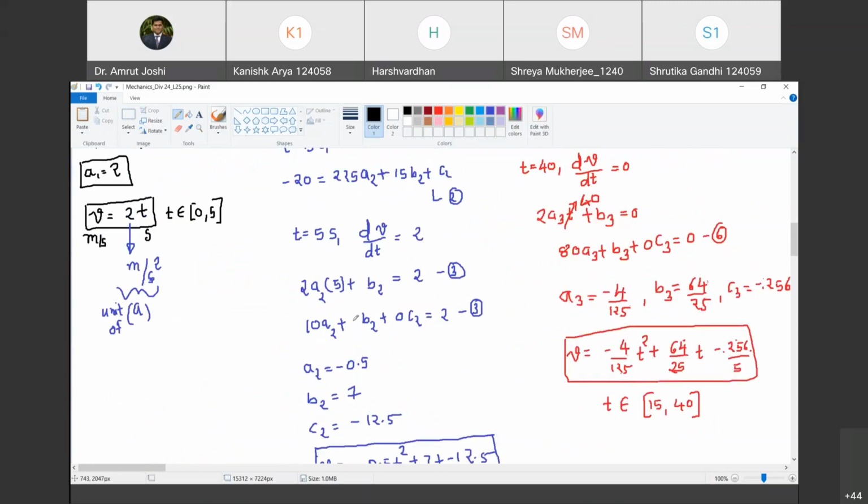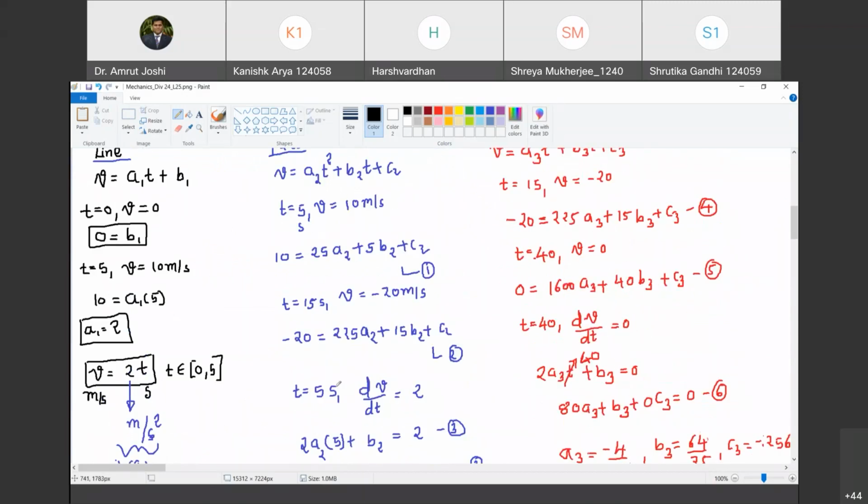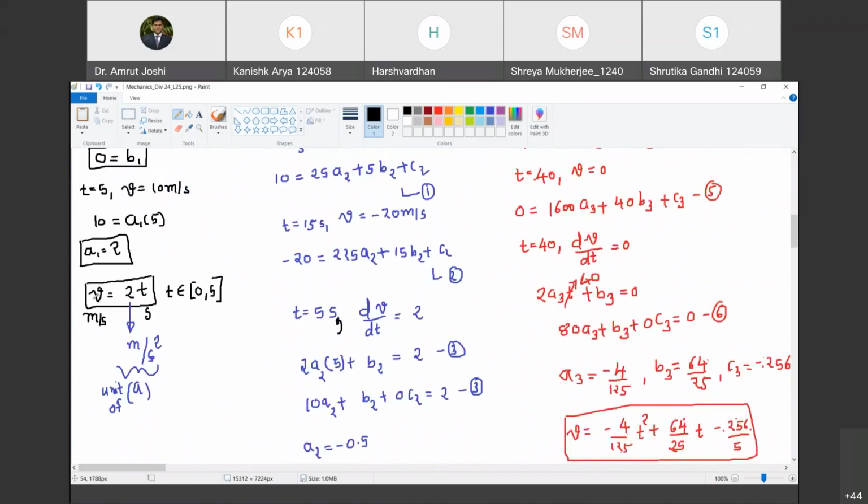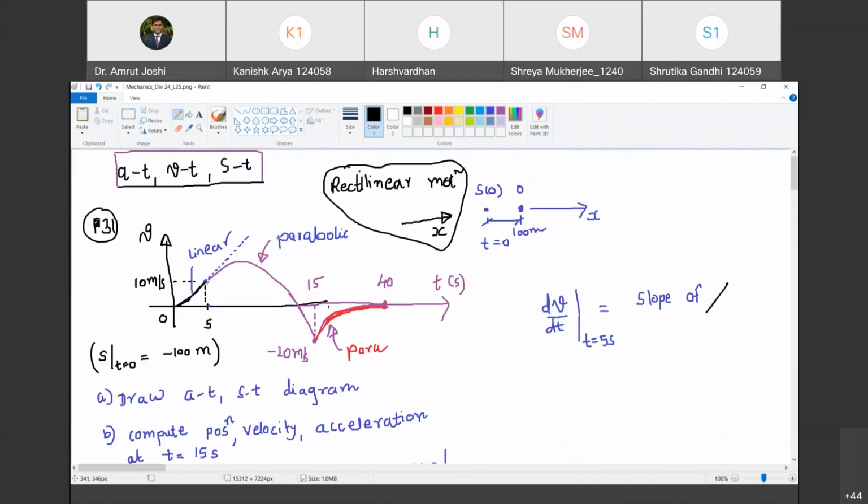So how do I write the third condition? Look at how I have written it. The third condition is written as: at time t equal to 5 seconds, dv by dt, that is the slope of the tangent drawn to the parabola, is equal to the slope of this black line. What is the slope of this black line? Look at its equation. V is equal to 2t. So what is the slope? Slope is 2. Do you agree with me? Yes, sir. So the third condition we got is, at t equal to 5 seconds, dv by dt is ought to be 2, in order to have this black line tangential to this parabola at time t equal to 5 seconds. Are you with me?